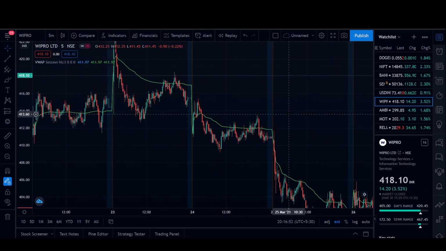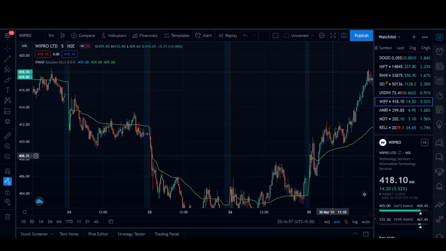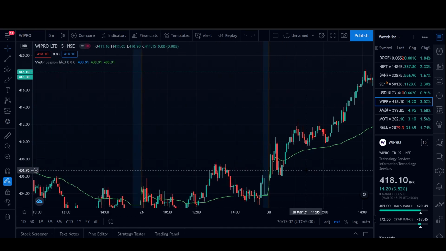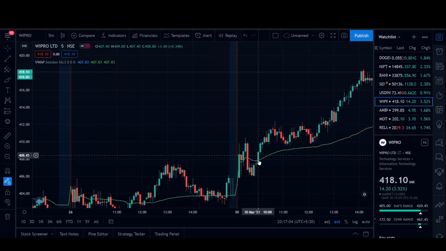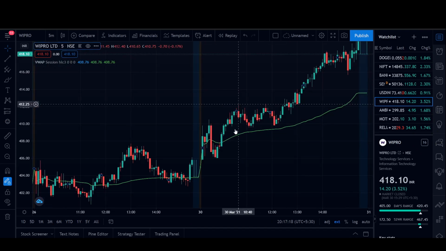So again, I'll repeat, it provides support and resistance. It shows the trigger points in the stocks. Wait for 5 minutes and then you enter, and it shows where the overall market is heading. When it stays above the VWAP, it is a bullish trend, and when it's below the VWAP, it's a bearish trend. So this is all about the VWAP indicator.